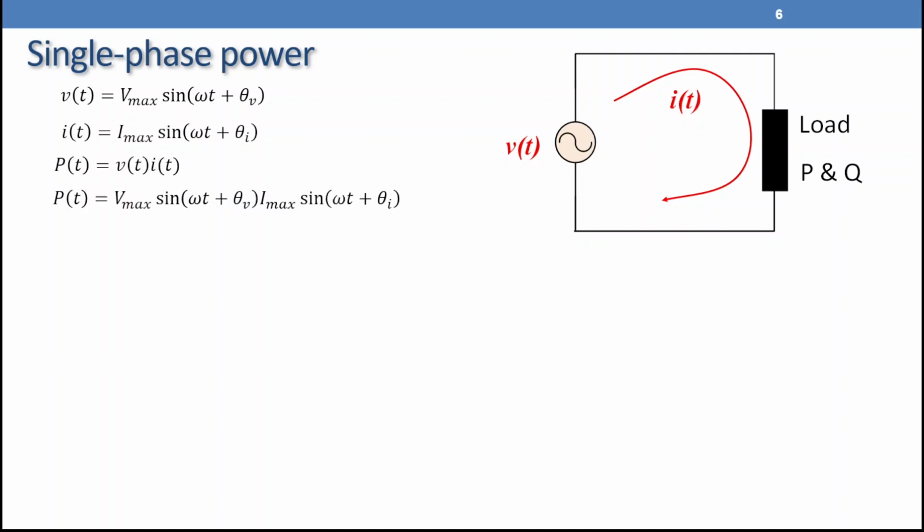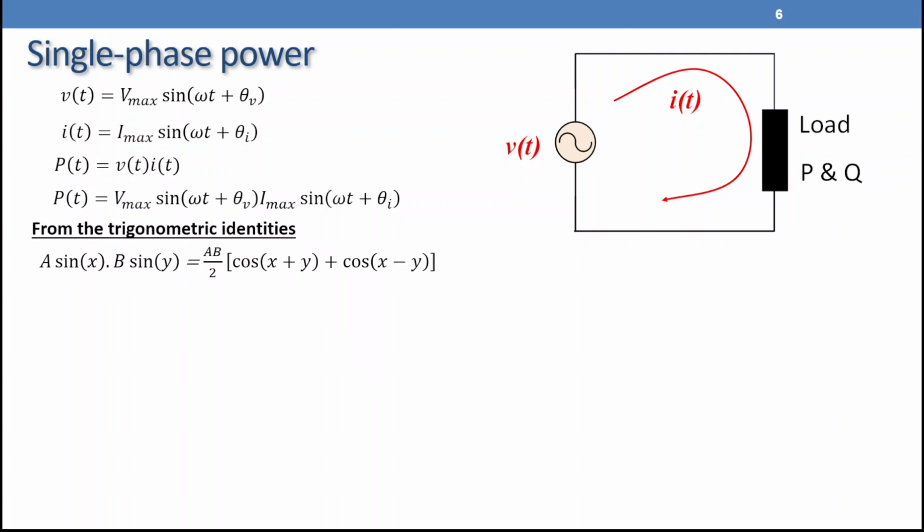The instantaneous power equals v(t) times i(t). So if we multiply these two expressions together, V maximum sin(ωt + θV) times I maximum sin(ωt + θI), we know from trigonometric identities that if we have sin x sin y, we can write it as cosine(x + y) and cosine(x − y), where the magnitudes will be divided by 2.